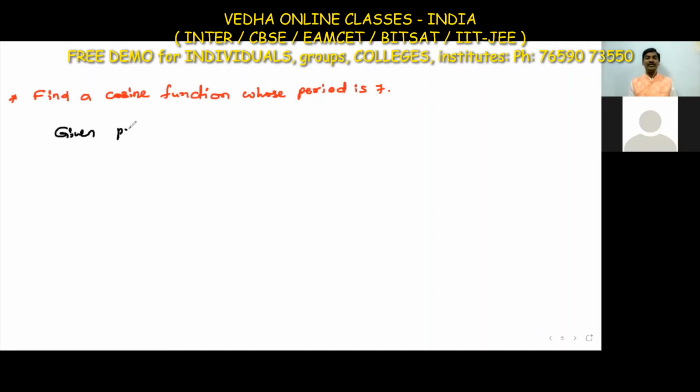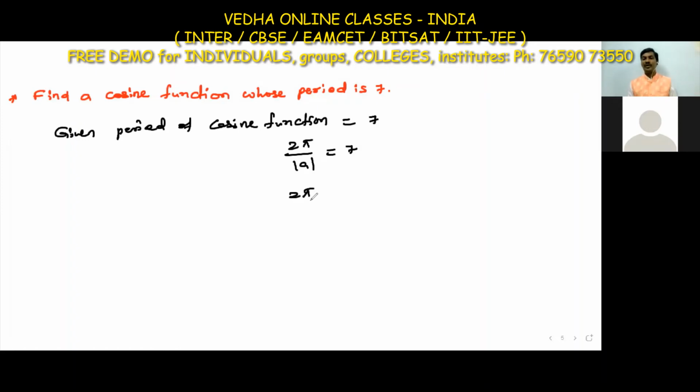Period of the cosine function is equal to 7. What is the formula for the period of the cosine function? 2 pi by mod a. This is given as 7.